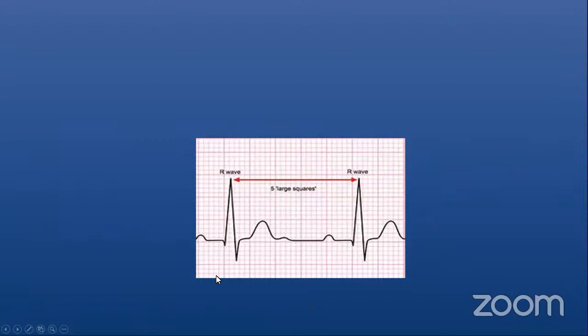This just gives you examples of the same. Basically, there are 5 large squares, meaning 1 second. So you just have to look at how many complexes there are in 5 large boxes, and then multiply that by 60.